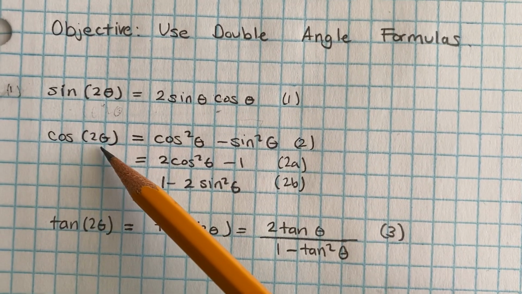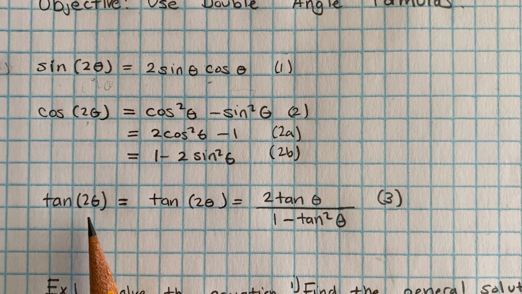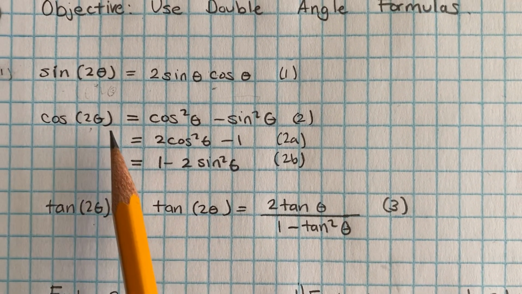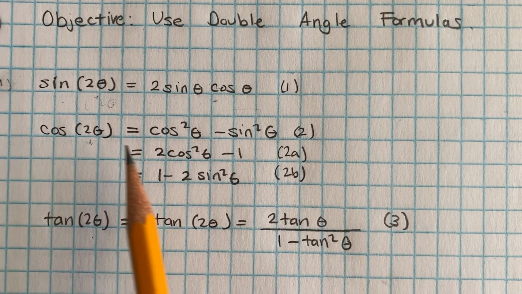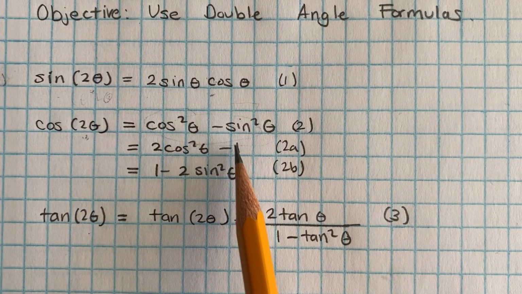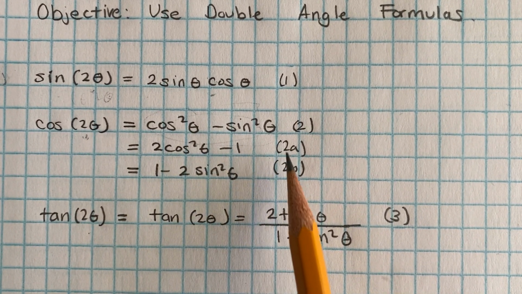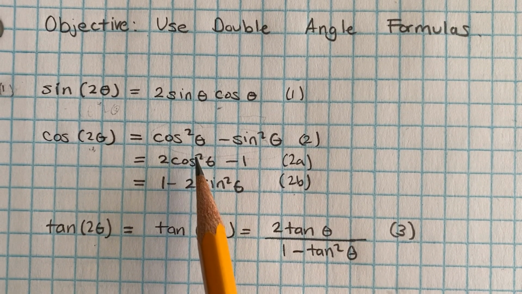Okay, so same thing with cosine of 2 theta. You use your cosine sum formula, and same thing for tangent. Just one thing I wanted to point out for your cosine double angle formula. It's cosine squared minus sine squared, and notice there's three forms. The way you get form 2a and form 2b is basically you do a Pythagorean identity substitution.